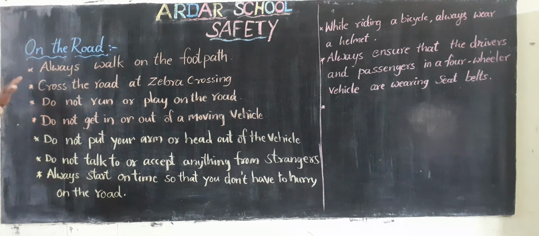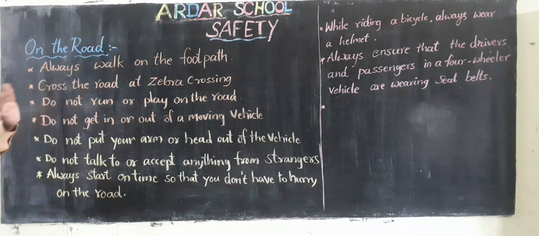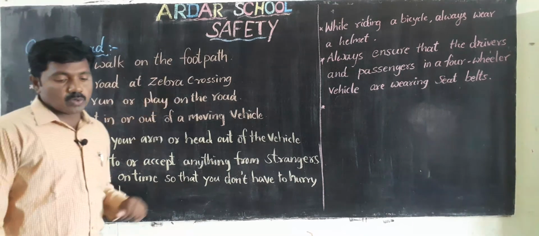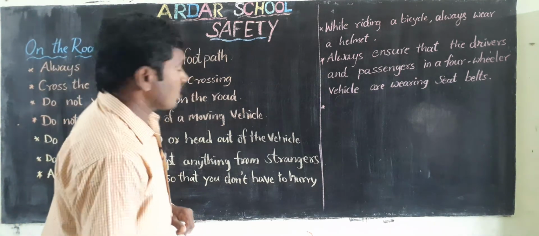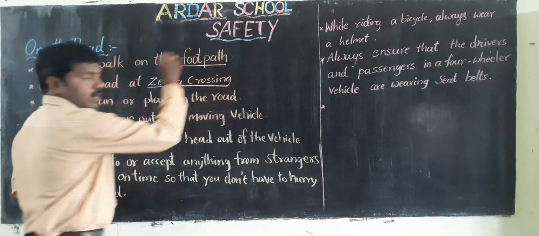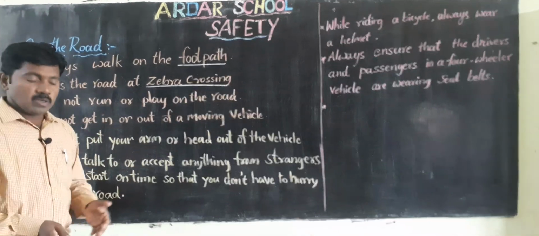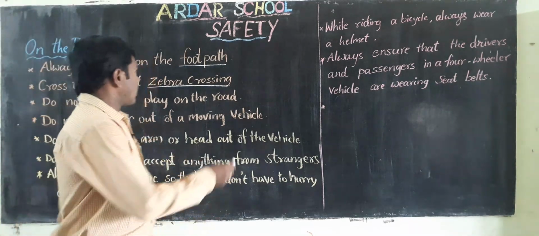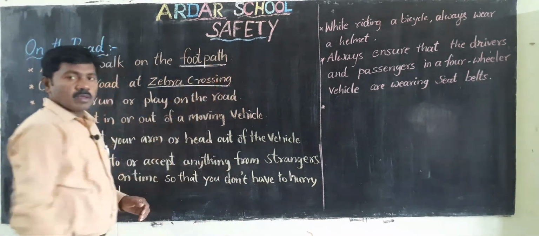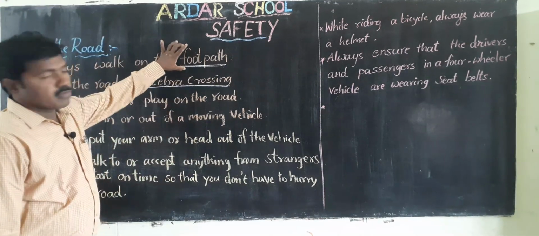So once again, always walk on the footpath. You cross the road at the zebra crossing only. If you observe the roads in cities, beside the road we can observe the footpath.